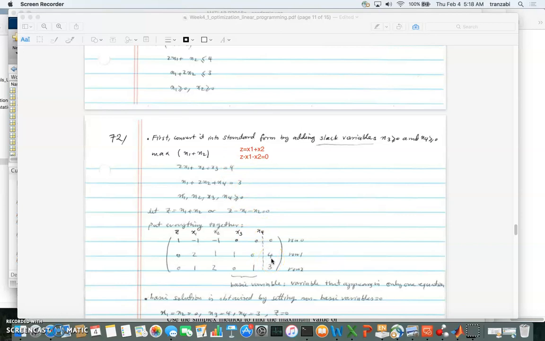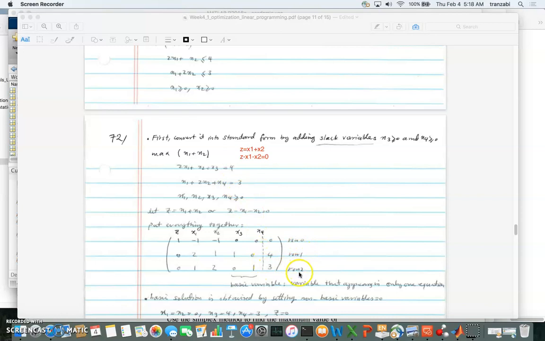Similarly, I can put down the coefficients for the second constraint. The coefficient for z is 0, because there's no z here. Then 1, 2, 0: 1 is the coefficient of x1, 2 is the coefficient of x2. There is no x3, so I have 0 here. And then the coefficient for x4 is 1. The right-hand side is 3.